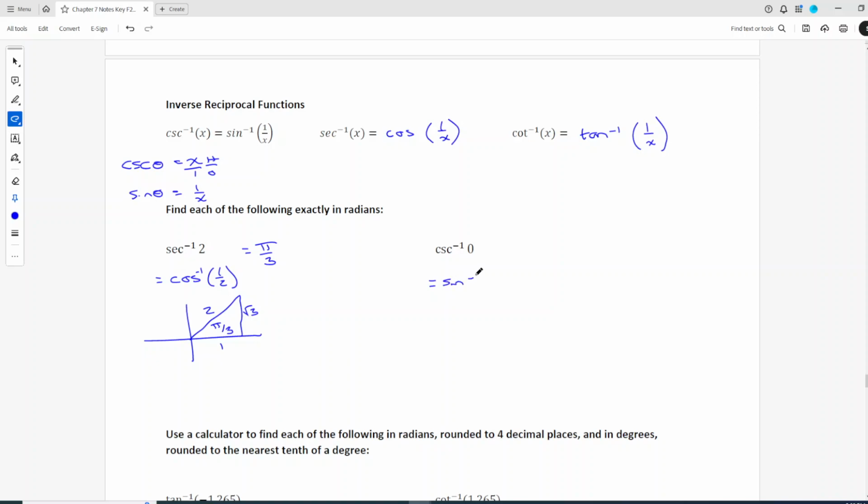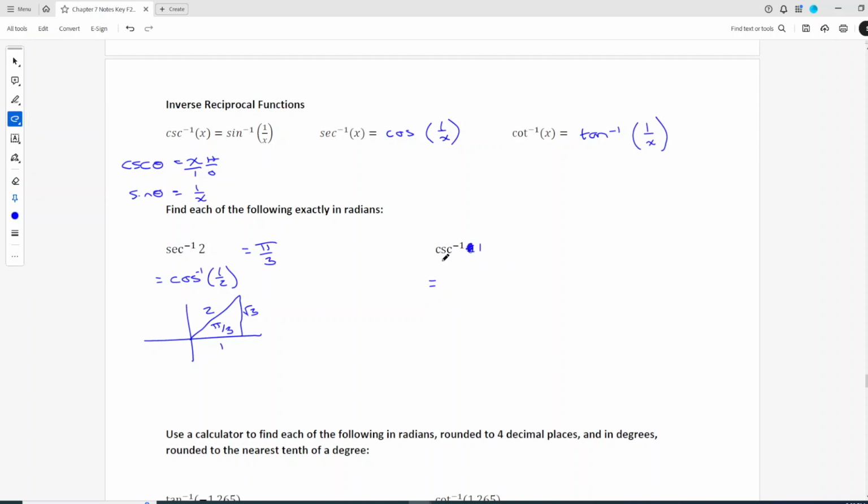This would be the inverse sine of 1 over 0, which isn't going to work at all. I had to think about that one for a second. I'm like, sine is never undefined. I think I was making up questions when I was doing these. Let's just change this to a 1. It should be a 1 in your notes.